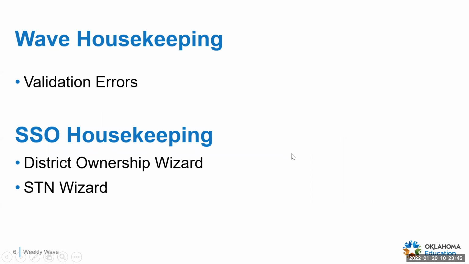Just some housekeeping on the WAVE. We're still seeing validation errors out there. Please remember to work those. If you need assistance, there's a field in there that provides an explanation, and also a CIF XML that can be provided to your vendor to help with resolving those. Also, SSO housekeeping: please be working your ownership wizard. There are quite a few district ownership wizard errors out there that need to be resolved. We're also assisting with the STN wizard, but I'd ask you to please work those as well.